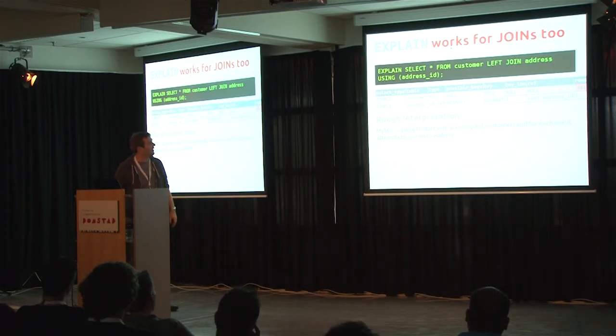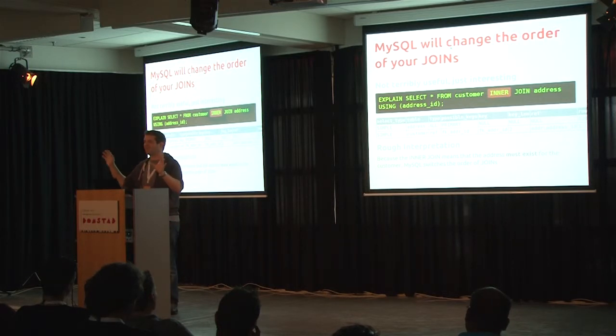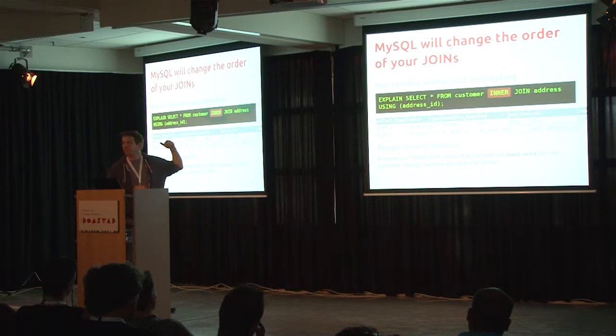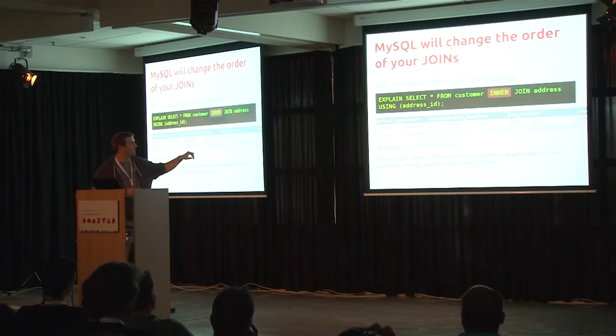If we change one thing, left to inner, is anybody familiar with left joins and inner joins? On a left join, the right-hand side doesn't have to exist, and on an inner join, the right-hand side does have to exist. So the previous query would have returned customers without an address. This will only return customers with an address. Just a quick catch up there.